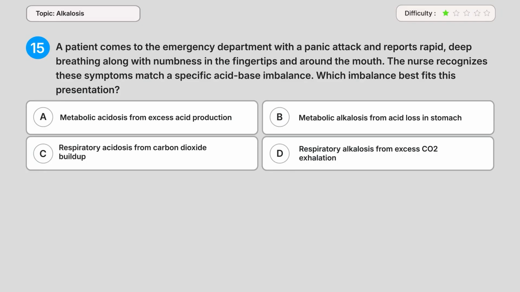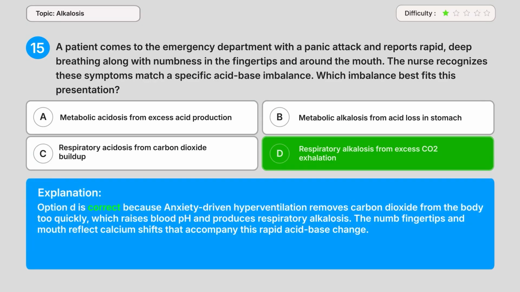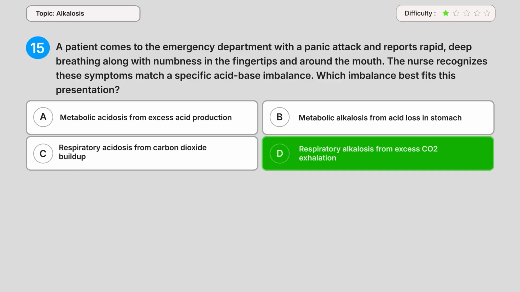Correct answer: D. Respiratory alkalosis from excess CO2 exhalation. Anxiety-driven hyperventilation removes carbon dioxide from the body too quickly, which raises blood pH and produces respiratory alkalosis. The numb fingertips and mouth reflect calcium shifts that accompany this rapid acid-base change.